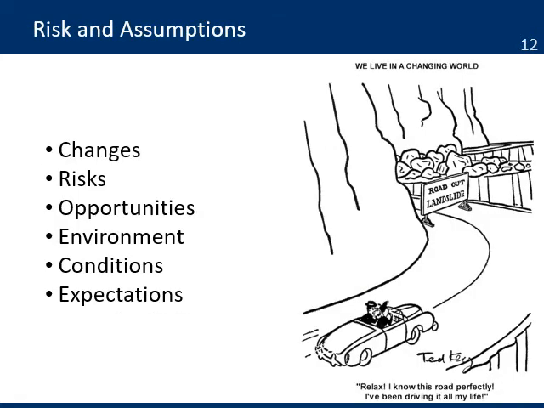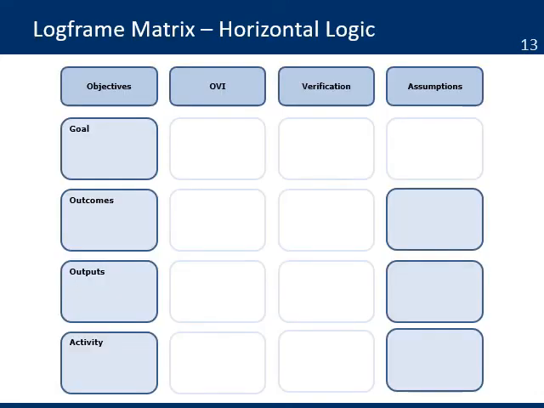The last column in the matrix is the column for the risk and assumptions. Risks are all the events that might have a negative impact on the project. Assumptions are the favorable conditions necessary for the project to succeed. They help understand if there will be any changes in risk, opportunities, the environment, other conditions, and expectations the stakeholders have about the project.